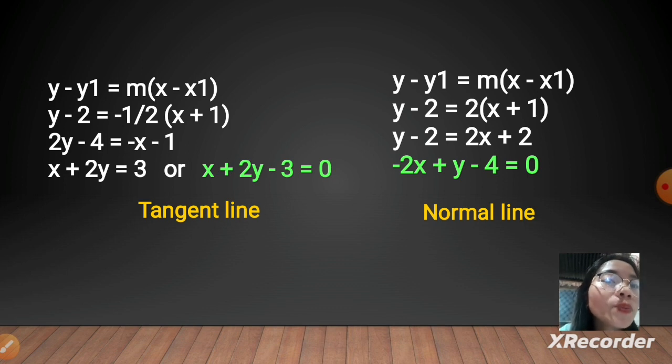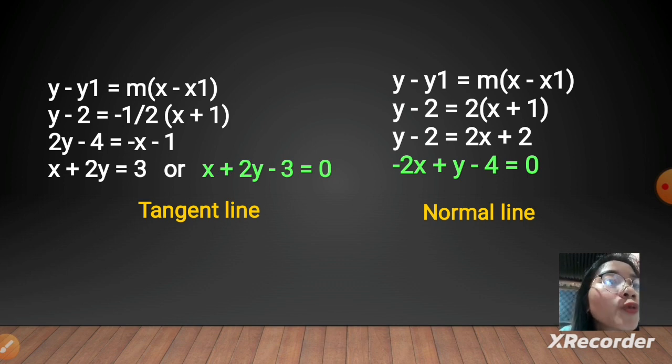And then, our normal line. So, we have the equation y minus y sub 1 equals m times quantity of x minus x sub 1. So, substitute the values of x and y. So, we have y minus 2 equals, the slope in the normal line is the negative reciprocal of the slope in the tangent line. The reciprocal of -1/2 is -2, and since it is the negative reciprocal, negative times negative equals positive. So, we have 2 times x plus 1.